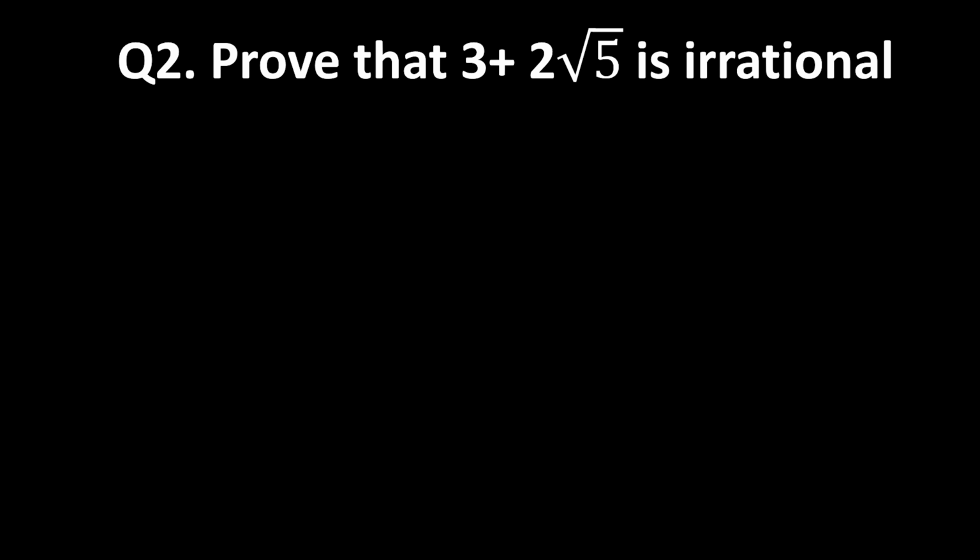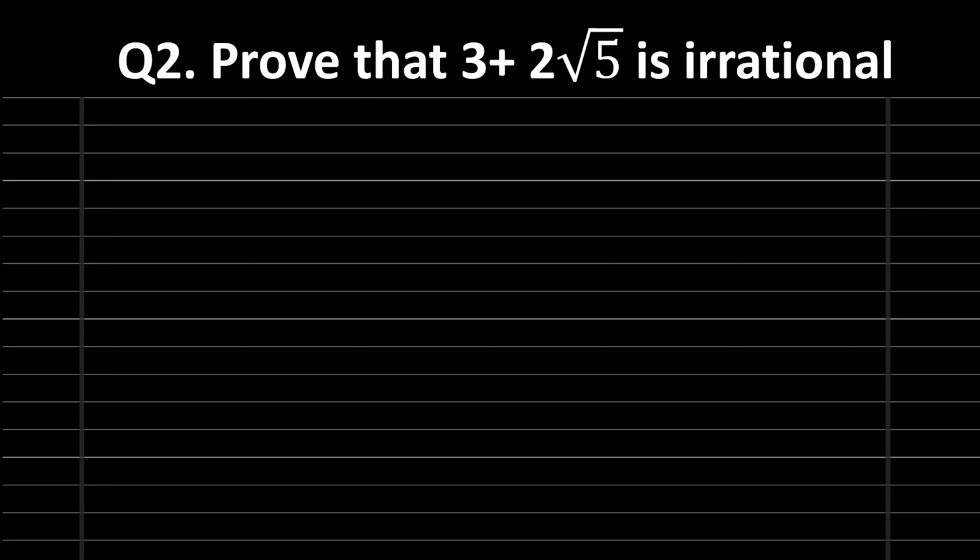Question number 2 of exercise 1.3. The question is, prove that 3 plus 2 root 5 is irrational. So let's start with the solution. Over here, again we will follow the method of contradiction. We will assume let 3 plus 2 root 5 be rational number.